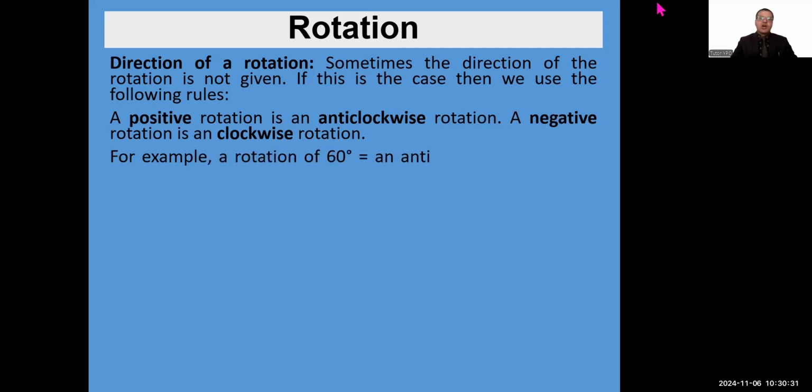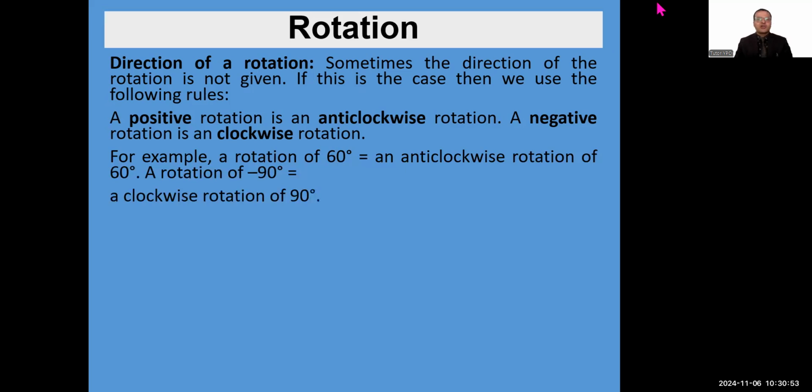For example, a rotation of 60 degrees means an anti-clockwise rotation of 60 degrees. Similarly, a rotation of minus 90 degrees means negative 90 degrees. So a rotation of minus 90 degrees equals a rotation of 90 degrees clockwise. That means a clockwise rotation of 90 degrees.